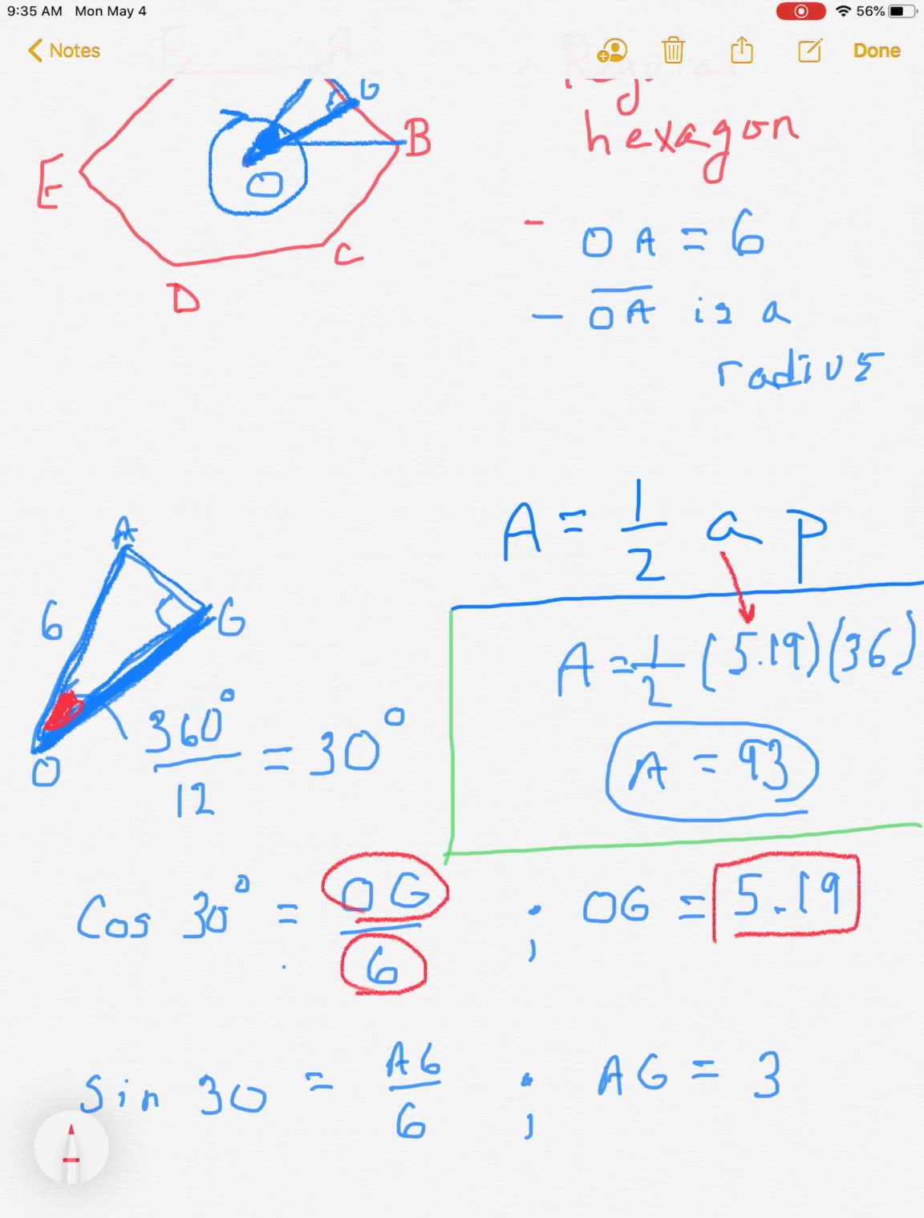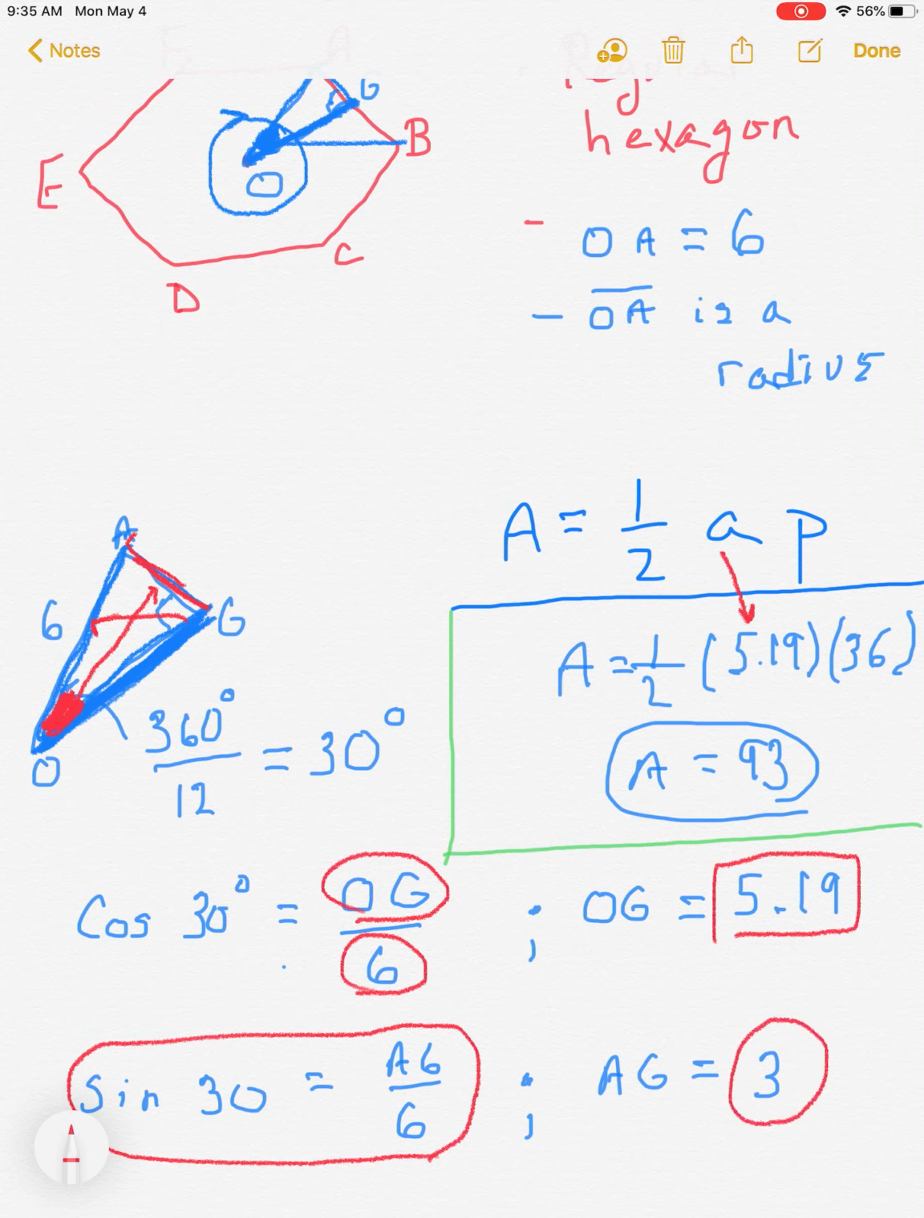So I plugged it in the formula there. The area is 1/2 of the apothem, 5.19, times the perimeter. How are we going to find the perimeter? Well, let's find AG. All right, the sine of this angle, 30, is the opposite side divided by the hypotenuse. So the sine of 30 is AG divided by 6. If you do the math there, you will get that AG is 3.